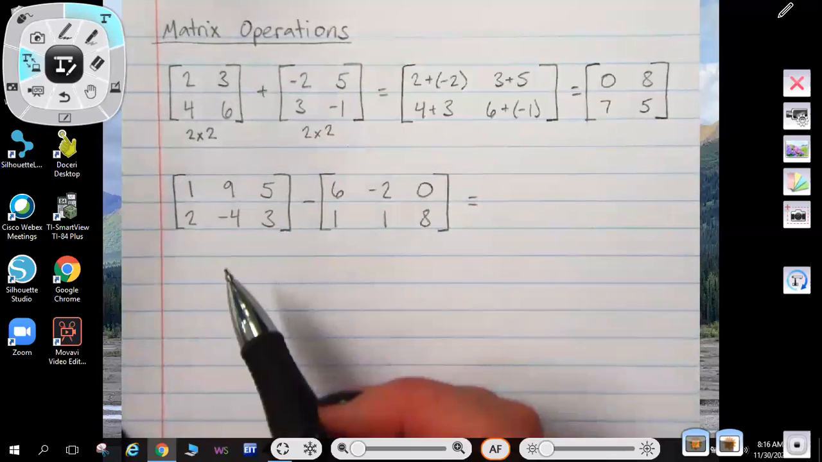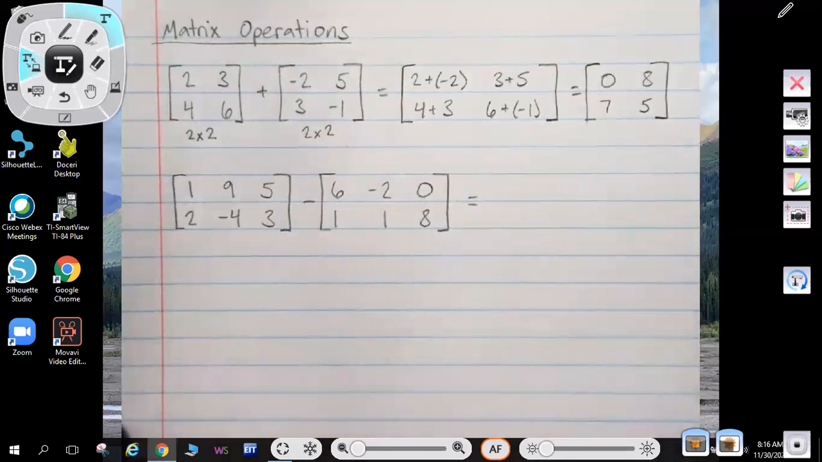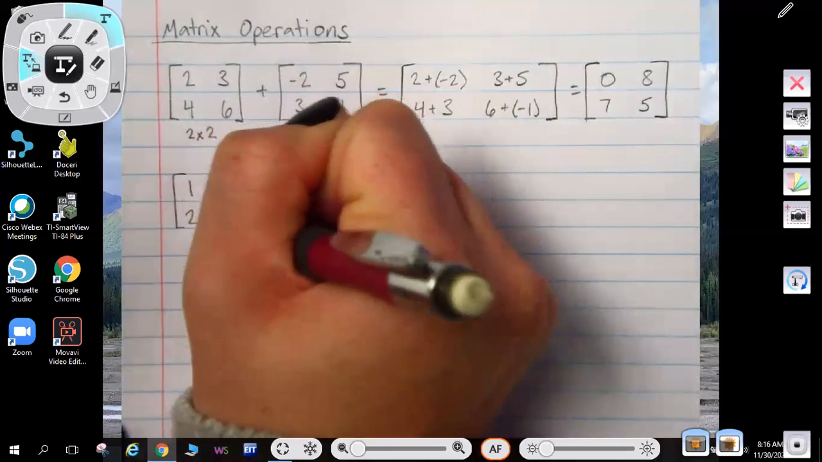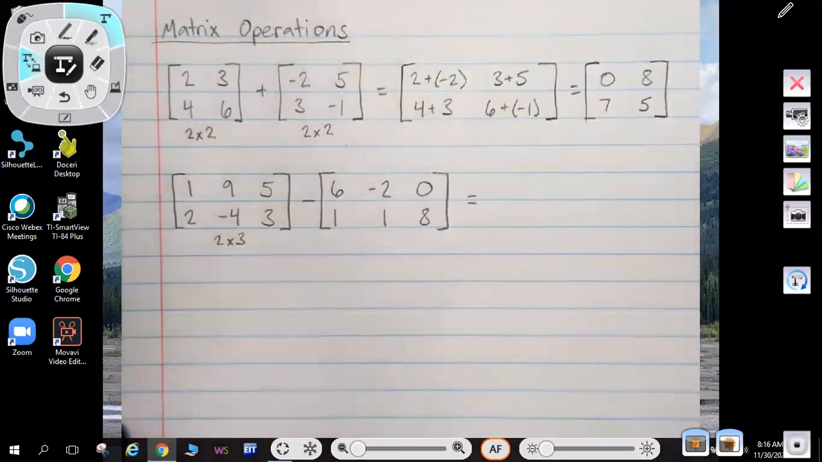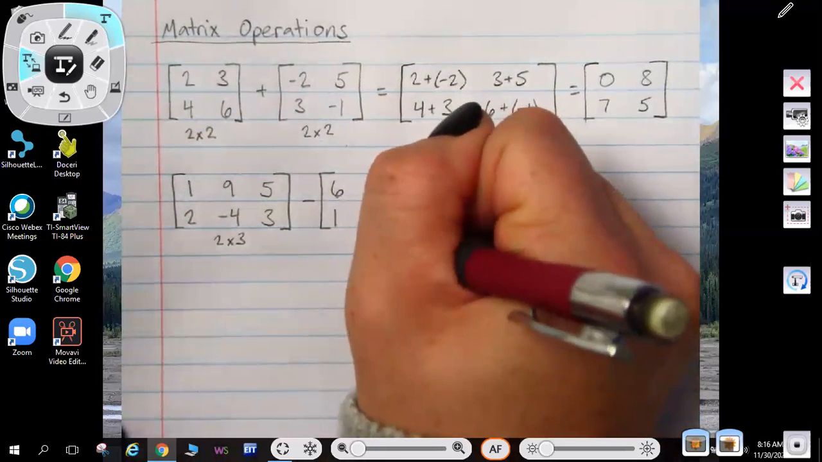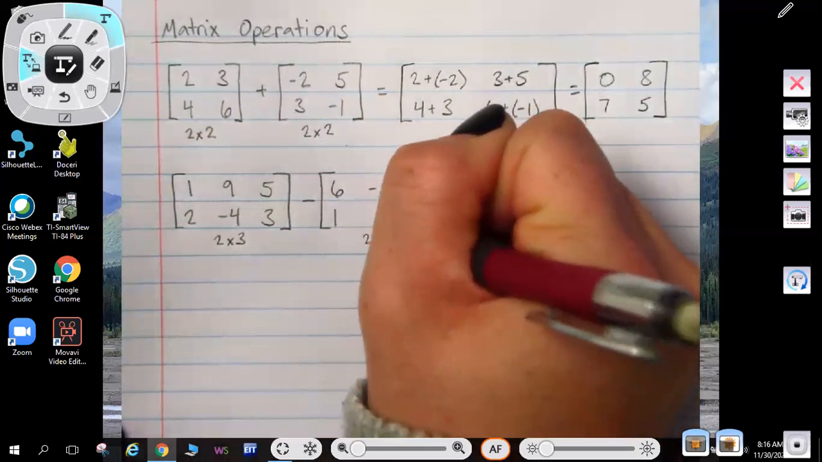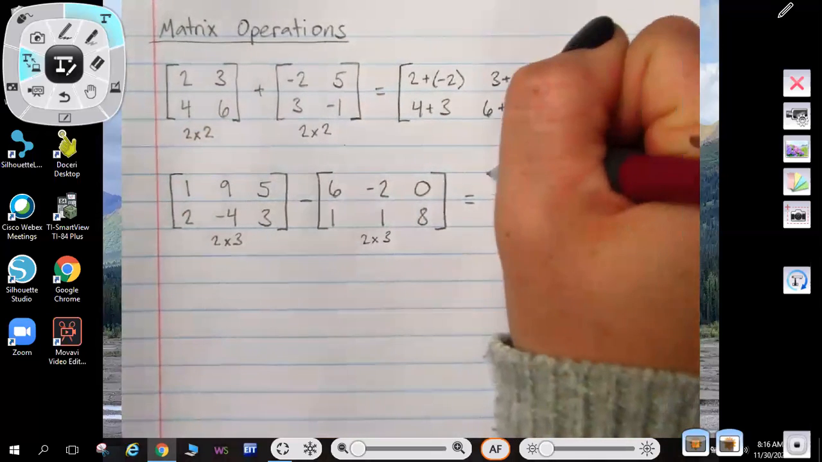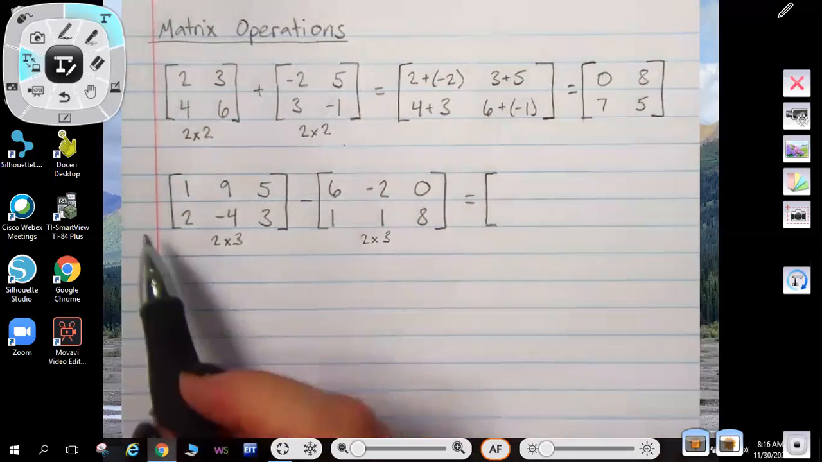Okay, so again, we just need to check and make sure that these two matrices have the same dimensions. The first one has 2 rows and 3 columns. The second one also has 2 rows and 3 columns. Okay, so then all you have to do is subtract the corresponding elements.